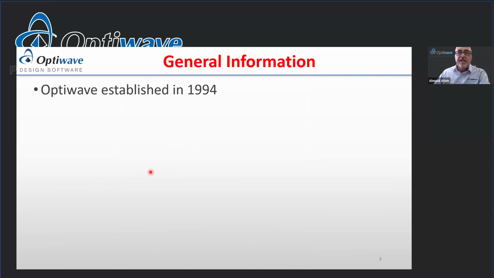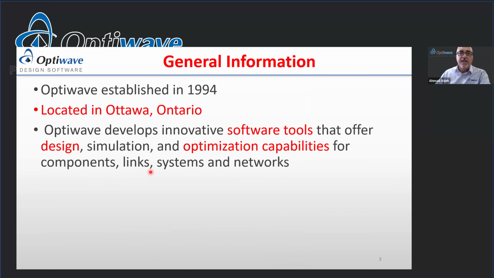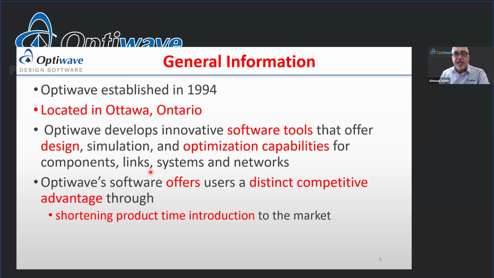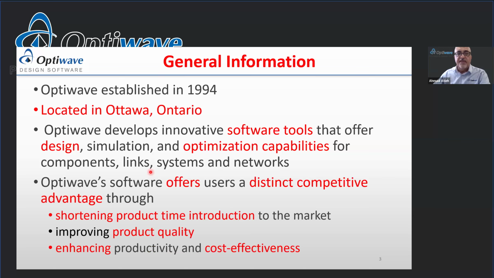Okay, so Optiwave was established in 1994, so it's over 31 years old. We are located in Ottawa, Ontario, in Canada. We do software development, so we design software for users to design, simulate, and optimize their links, component devices, and networks in optical communication. The software allows users to shorten their time to market. It improves the product quality as well as the cost effectiveness and enhances productivity.